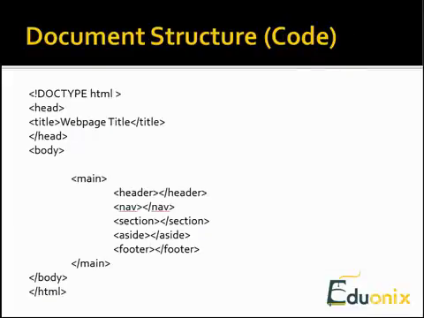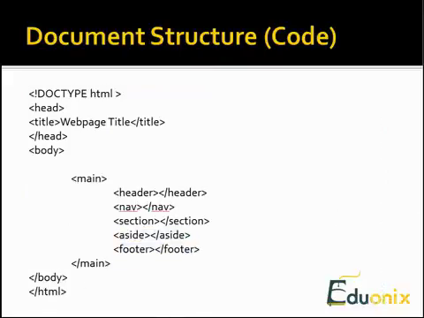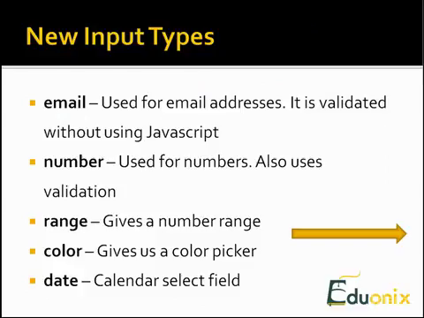Document structure. Here's the code, not the exact version of that image, but this is a common layout. We have the doctype. This is a doctype for HTML5, much shorter than the XHTML doctype. We have the head, the body, which is nothing new. And then we have the main tags, which is pretty much used as a container. And then the header, nav, section, sidebar, and footer. So very simple layout.